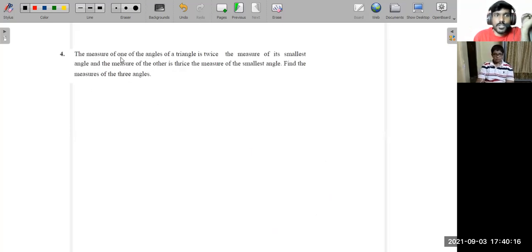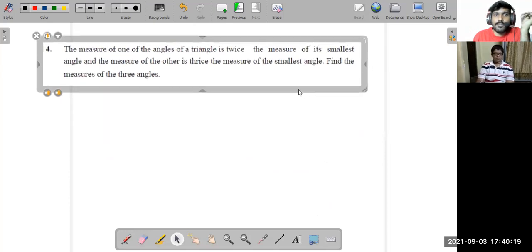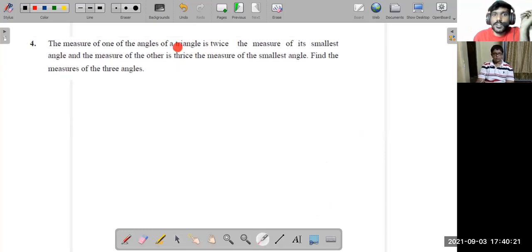Okay, let's do the fourth one. The measure of one of the angles of a triangle is twice the measure of its smallest angle, and the measure of the other is thrice the measure of the smallest angle. Find the measure of the three angles. Did you understand the question? So how to start this sum? Can you tell me? How to start it?